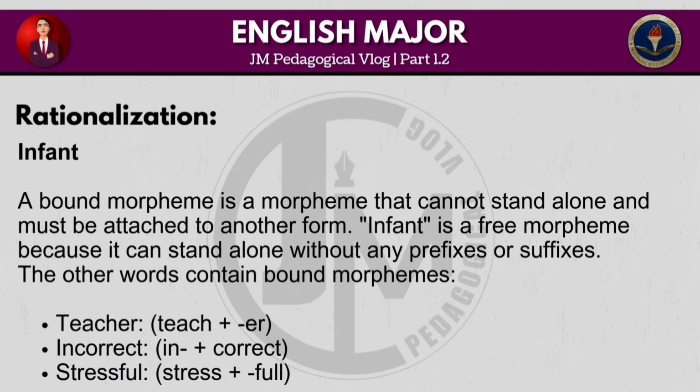A bound morpheme is a morpheme that cannot stand alone and must be attached to another form. "Infant" is a free morpheme because it can stand alone without any prefixes or suffixes. The other words contain bound morphemes: "teacher," teach plus -er; "incorrect," in- plus correct; "stressful," stress plus -ful.